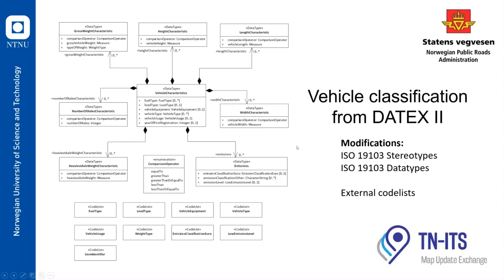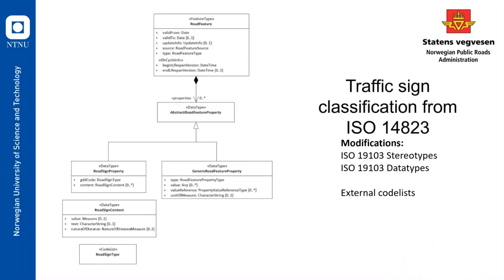to be able to use the information from ISO 14823, we created another subtype of a road feature property where we enable the use of codes from the ISO 14823. And like for the DATEX models, we also had to do some modifications on this standard to make it fit into the ISO TC 211 world.